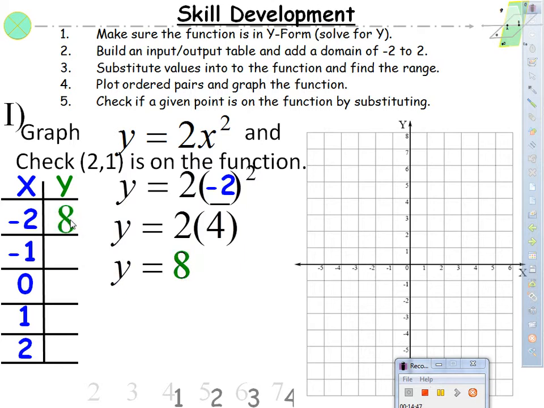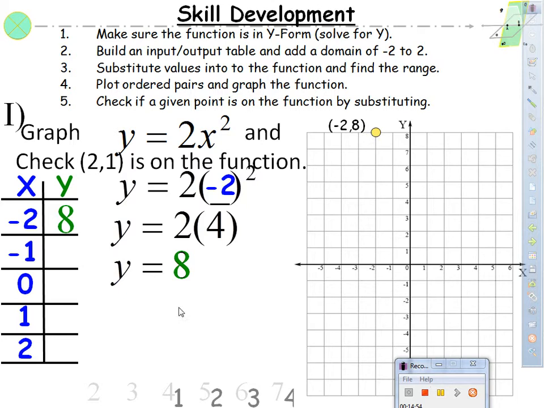Are we there so far? What would be the next one? So we do the same. Oh, and by the way, I plotted my point already. Everybody look up on our graph. (-2, 8). Do that, please, and label it for your ordered pair. Okay.